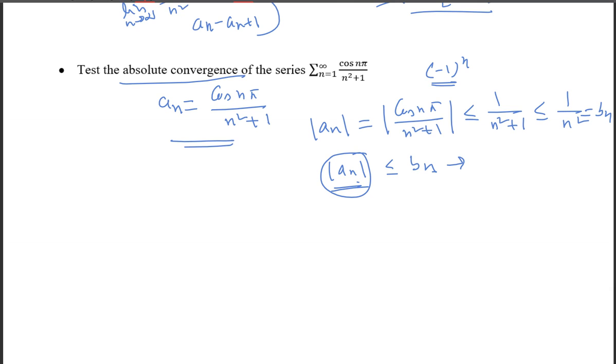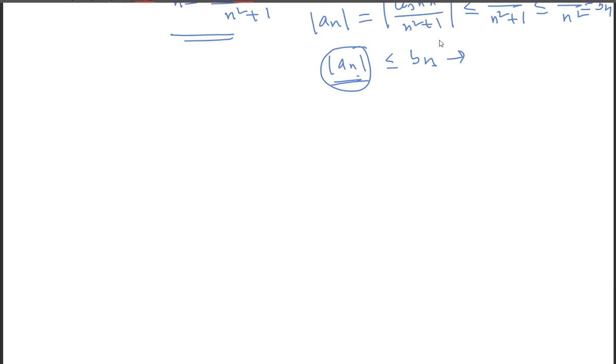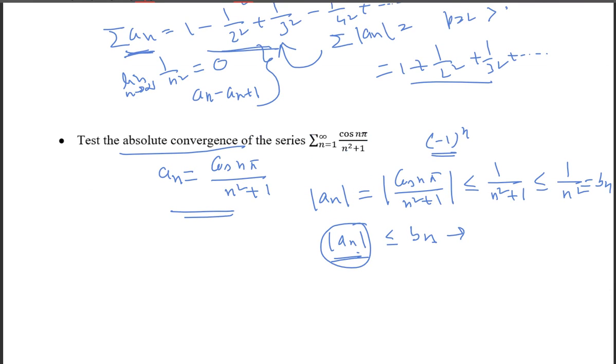Okay. So that's much we have. Can you repeat it again? an is equal to cos n pi by n square plus 1. You have to test the convergency of this series. I am writing mod an will be what? Mod cos n pi by n square plus 1. And you know cos n pi, the value will be 1 or minus 1. So if you take mod, it will be always 1. So I can write this is less than or equal to 1 by n square plus 1.